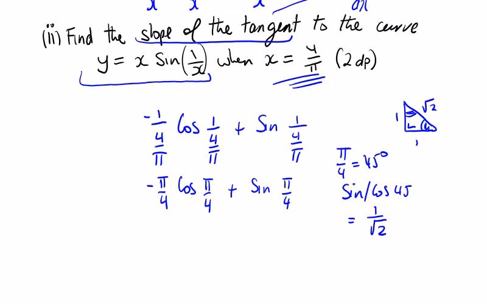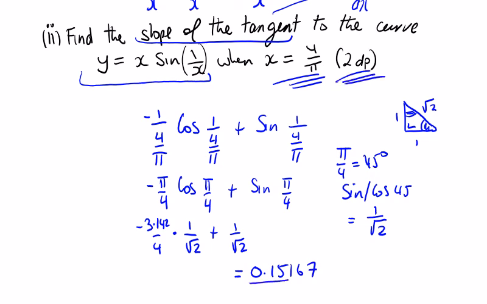We can type all this into our calculator. So 1 over root 2 by minus 3.142 over 4 plus 1 over root 2. So we type this into our calculator. We are going to get 0.15167, which we don't need all of these decimals, 2 dp, 0.15.